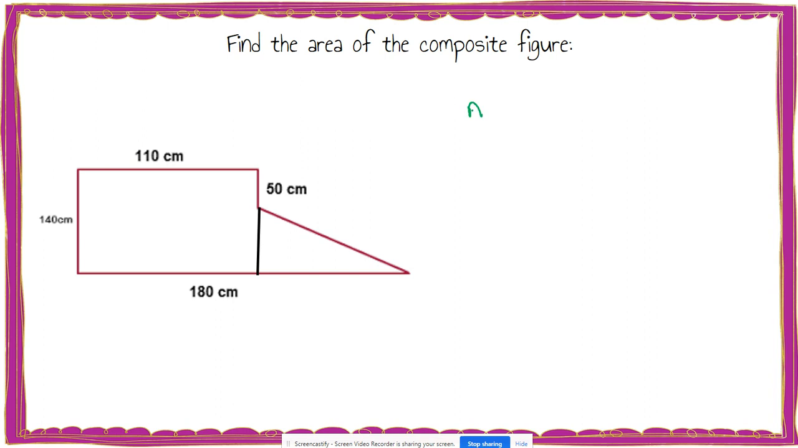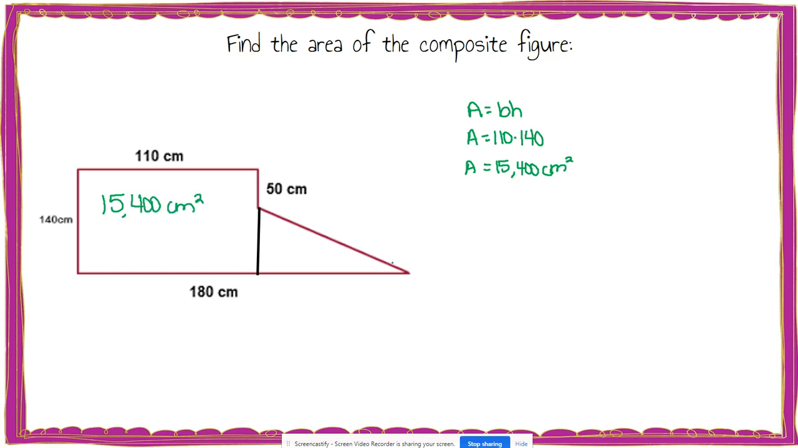If I start with my rectangle, I can use my formula area equals base times height. My rectangle has a base of 110 right here and a height of 140 right here. So I'm going to multiply 110 times 140, and when I multiply those together, I get 15,400. So my area is 15,400 centimeters squared for my rectangle.